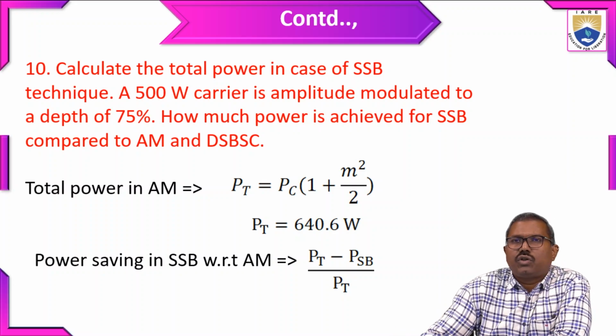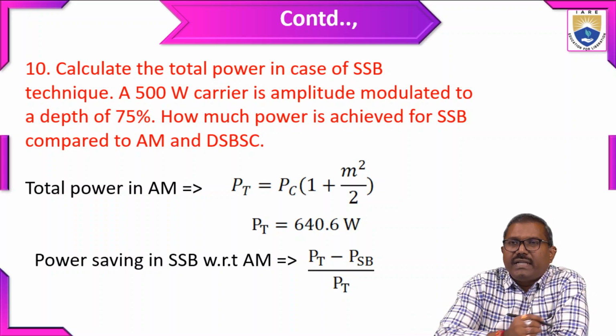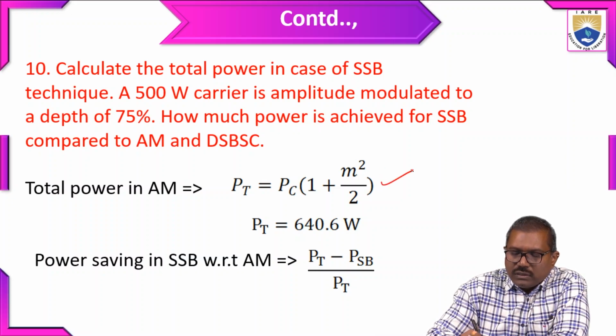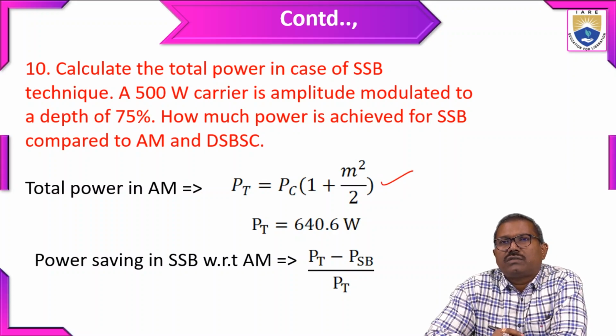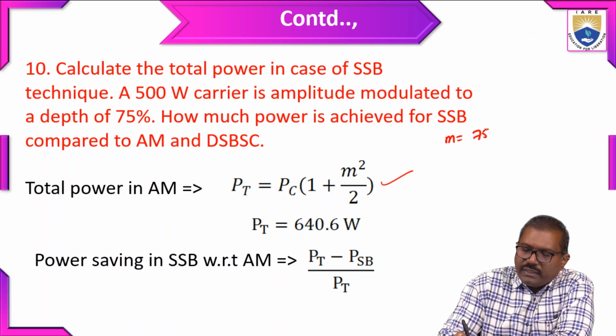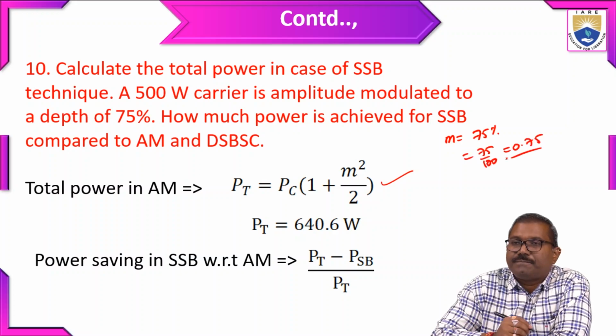So total power in AM is PT is equal to PC into 1 plus M square by 2. So this is the formula. Already we know that from the first problem onwards. Same formula is used. So here you substitute the PC. What is PC? 500 watts. So 500 into 1 plus M square. What is M? Modulation depth, or modulation index, whatever it may be. So my M is equal to 75%. This is equal to 75 by 100, so it is equal to 0.75.